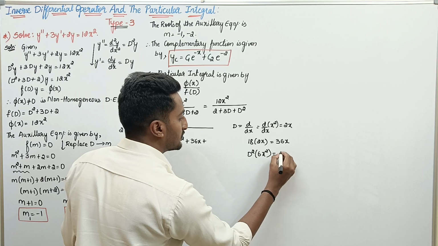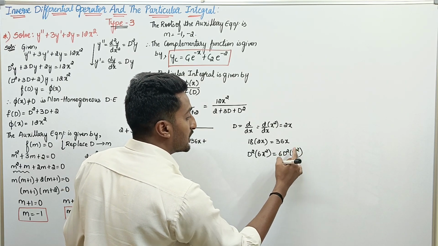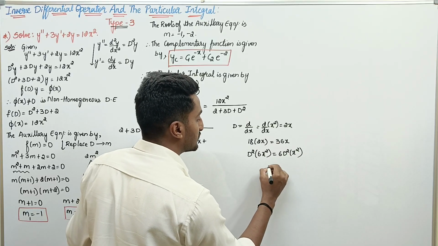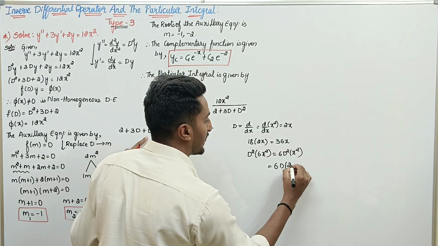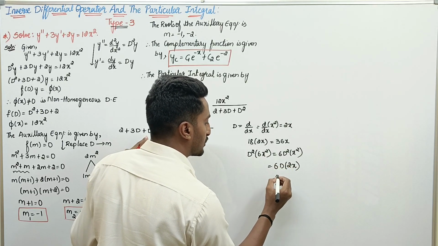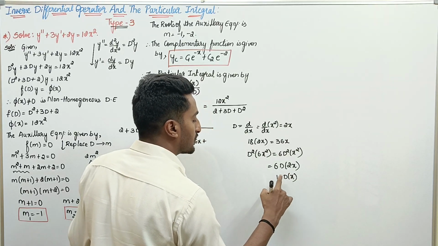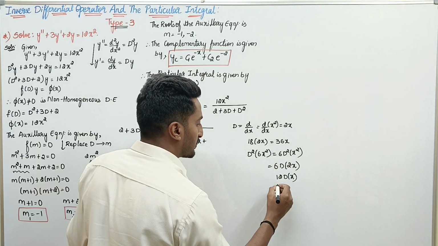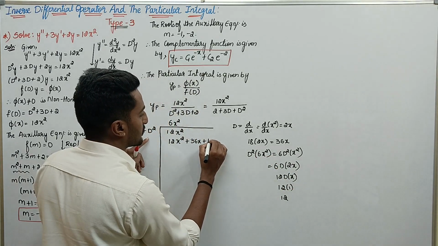Okay, if I take common 6D square of x square, I need to differentiate x square twice. That is 6 into, if I differentiate once, you get 2x. If I differentiate again, 6 2s are 12, 12 D of x. Now differentiate x with respect to x, you get 1. You get the value 12 plus 12.